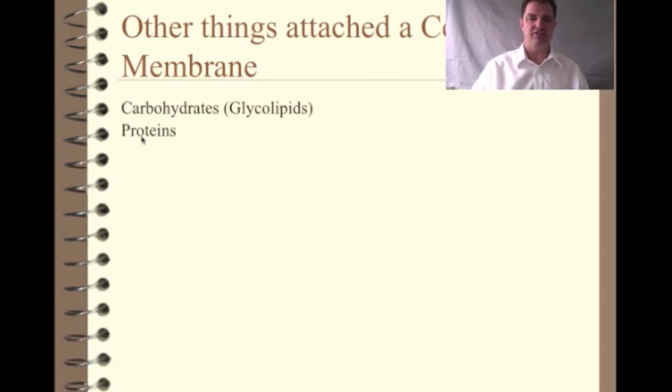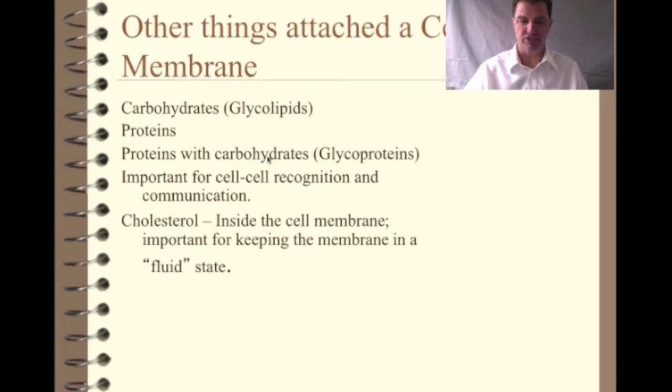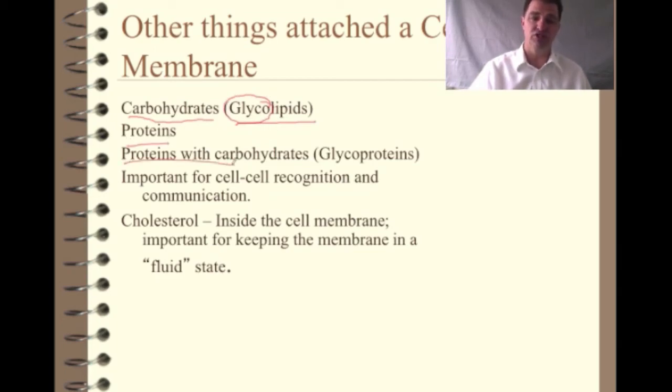Okay, and we have other things attached to the membrane as well. We'll just mention here briefly so that you have an idea of them later on. There's carbohydrates that are attached to those phospholipids. We'll call those glycolipids, for example. So those are lipids, phospholipids, that have the glyco part, which is basically the carbohydrate part. There's proteins. There's also proteins with carbohydrates attached. So those are glycoproteins. Cholesterol.